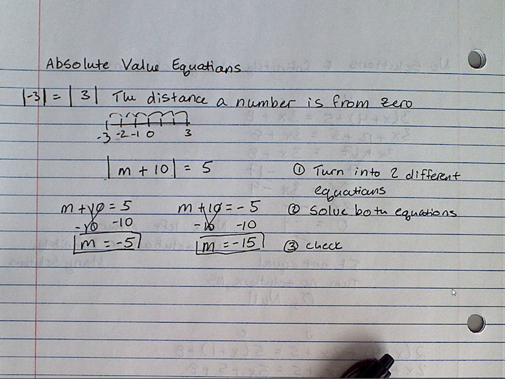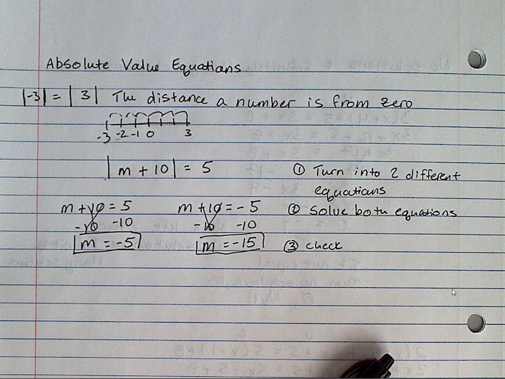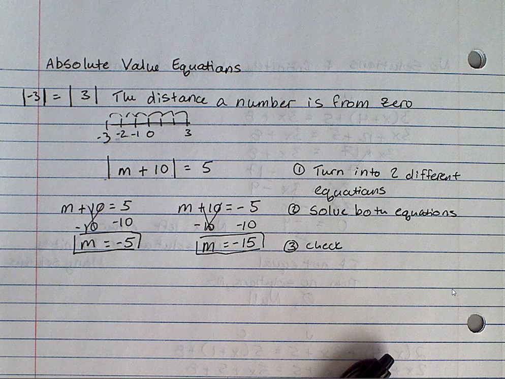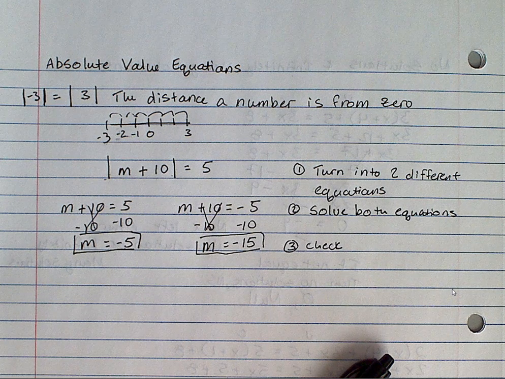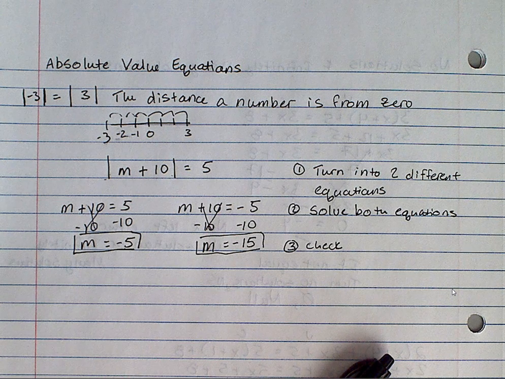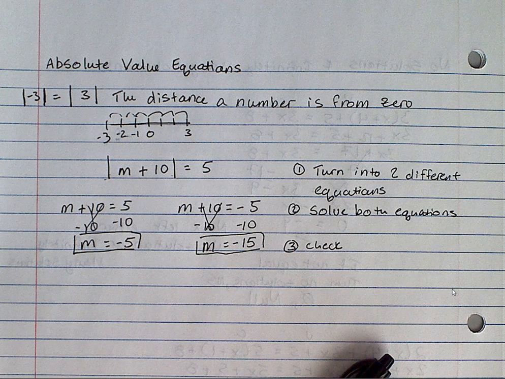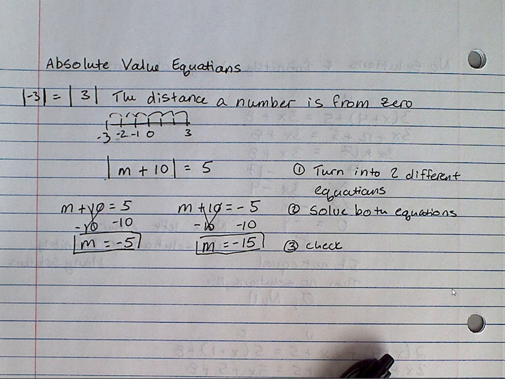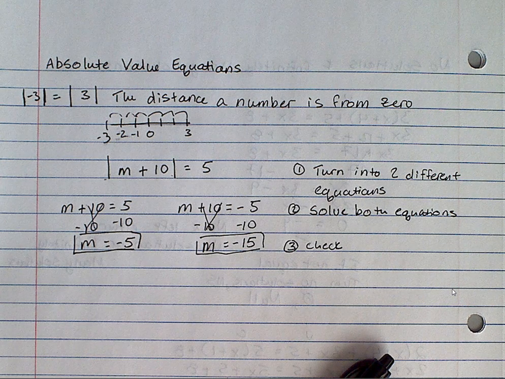Great. Emily, what's negative 15 plus 10? Negative 5. Okay, so this is where that came from. Negative 15 plus 10 is negative 5. How many boxes away from 0 is negative 5? So does this check out? Great. So those are the two different answers.